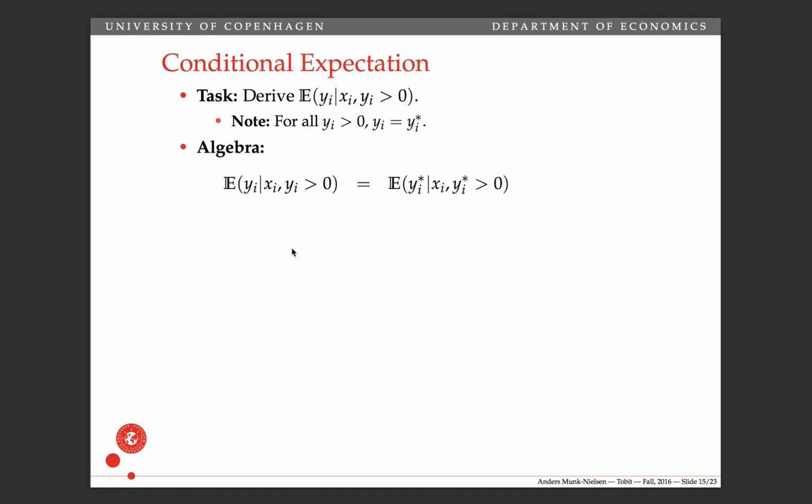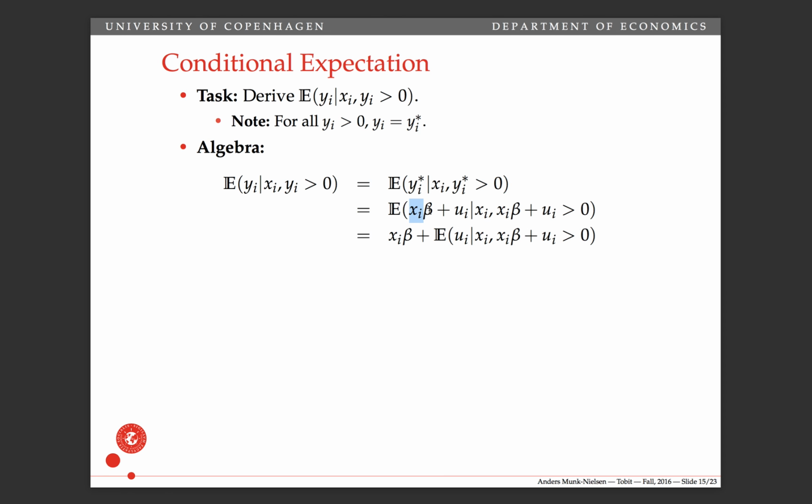Alright, so this is how the algebra works for deriving this conditional expectation. Take the expectation of y conditional on x and y being positive, and then we note that whenever y is positive, y is equal to y star, because yi is the maximum of 0 and y star. So when yi is positive, they're the same. So we insert y stars. Then we insert the definition of y. You can see that I have a u here instead of epsilon, but it's just the error term. So x beta plus an error term, and then conditional on x beta plus the error term being positive.